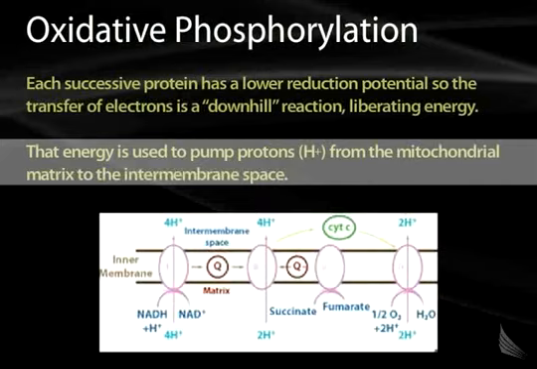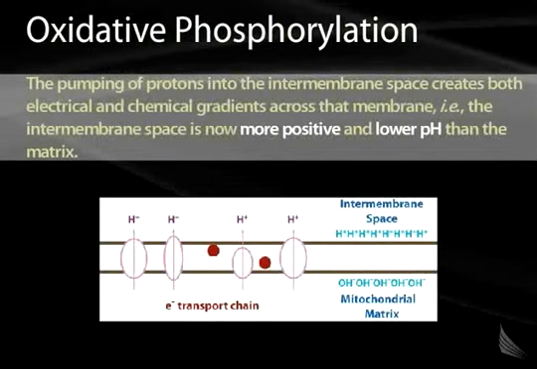the intermembrane space. The net result of this is that you get an electrical and chemical gradient across the inner mitochondrial membrane. That is, the intermembrane space is now more positive and has a lower pH than the mitochondrial matrix does. What this means then is that there's going to be a tendency for these protons to want to flow from the intermembrane space to the mitochondrial matrix. This is another form of potential energy.